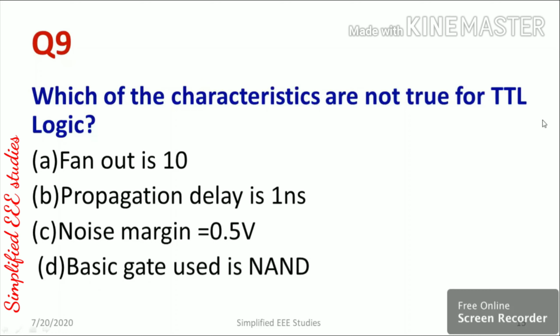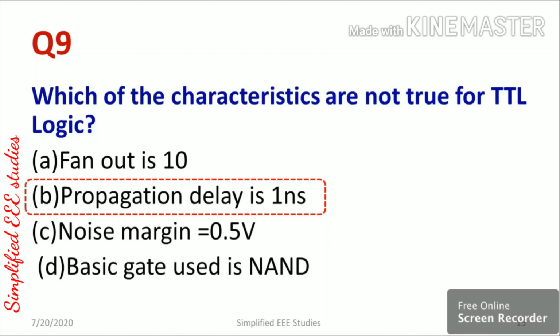Actually, regarding the TTL family, fan out will be 10. Similarly, noise margin will be almost 0.5 volt. Then normally we will be using the NAND gate. But the propagation delay is not equal to 1 nanosecond. It has a value more than that. So I choose option B. Option B is the right answer.